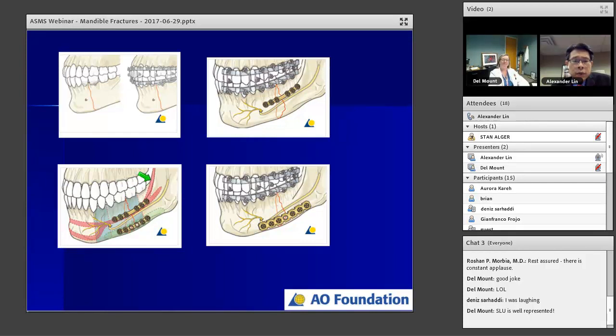Now, on the bottom left here is the similar concept where you have a main mini plate and a countertension mini plate at the inferior border for a simple fracture of the body. If you notice here, they drew the Champy lines of osteosynthesis, so theoretically one plate would be enough here, but the body is such a big load-bearing area that I don't think most people will just leave one plate there. I don't know if Dr. Mount would agree with that or not.